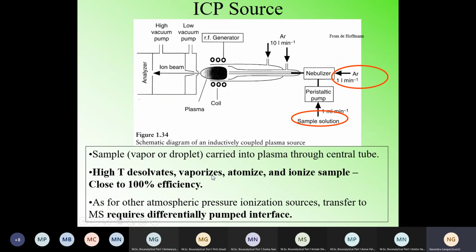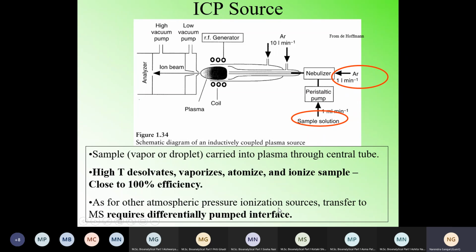Then vaporization. If it is water, it will vaporize the water vapor. It will only keep my sample of interest, that is the inorganic atoms. Then it will atomize and ionize. Since the temperature is very high, each and every atom will get ionized. So it is close to 100%.